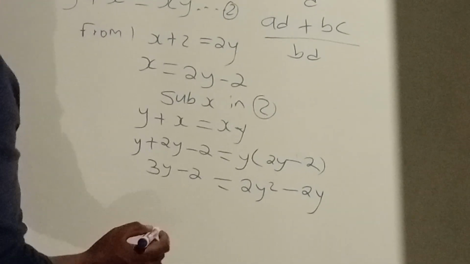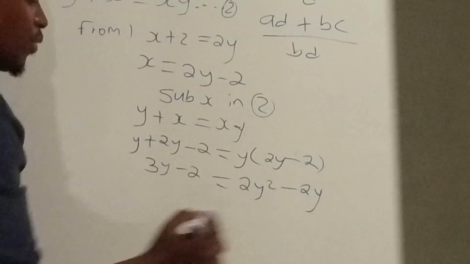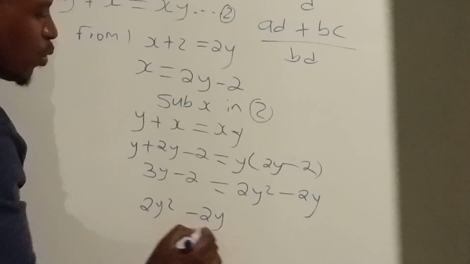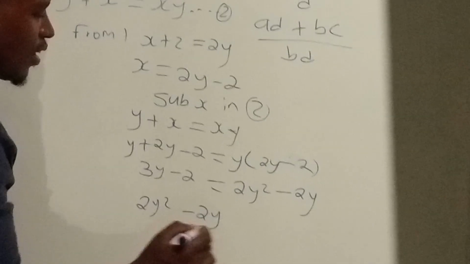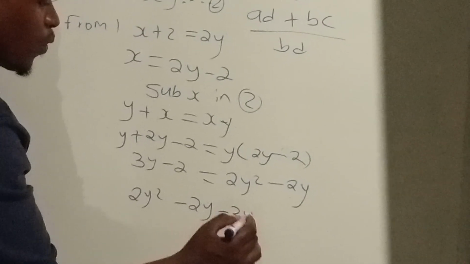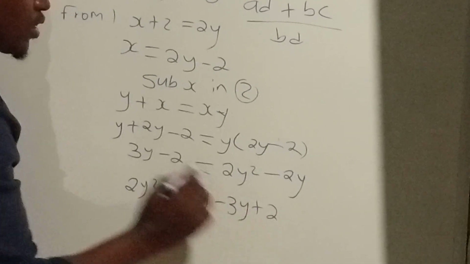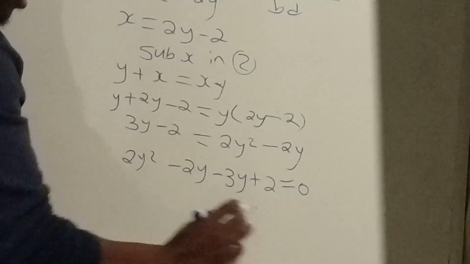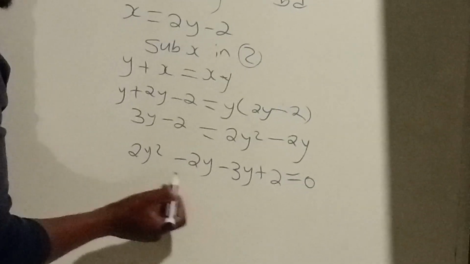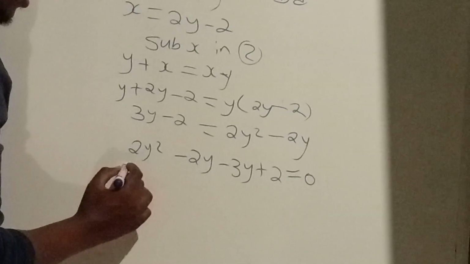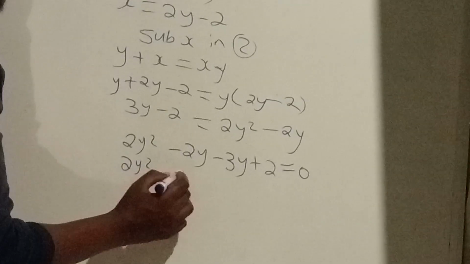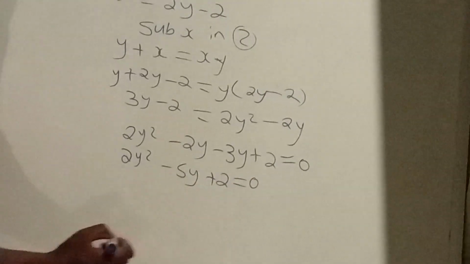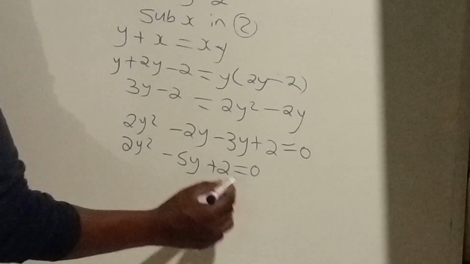When I get here, these terms on this side, I'm going to say 2y squared minus the 2y. When these ones come to the other side, they're going to become -3y + 2, because they have jumped the equal sign, which is equals to 0. Now, what are the like terms? It is -2 - 3, which is going to give me -5y + 2 = 0. Now when we get here, we have to factorize this.